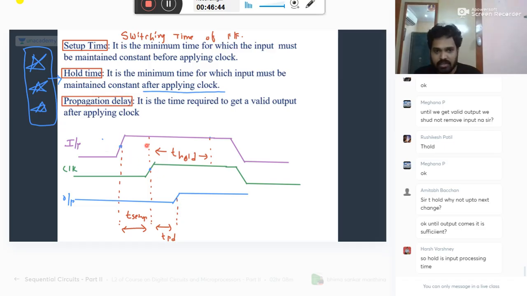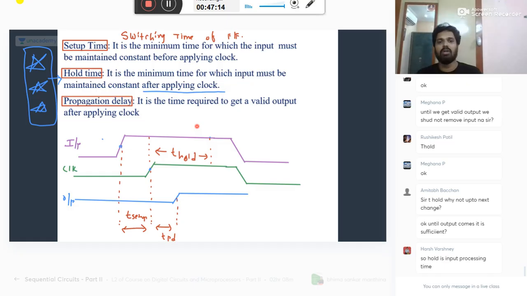Generally you can say it is the time required to maintain the input constant so that it will avoid metastability. Meta means unstable states, or hazards to be eliminated. The simple way to say this is: hold time is used to avoid hazards.